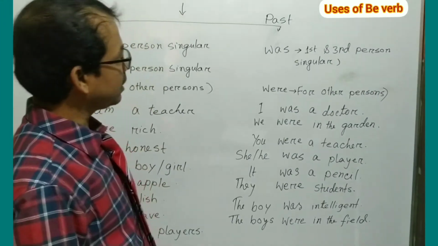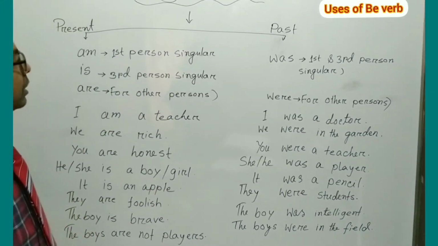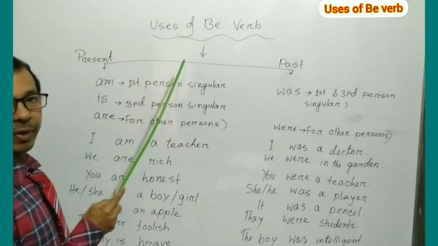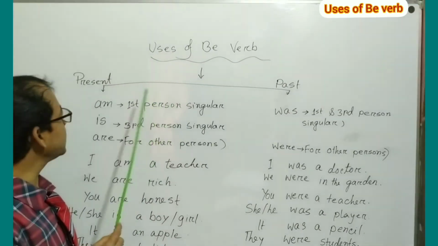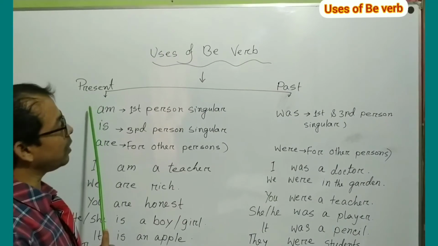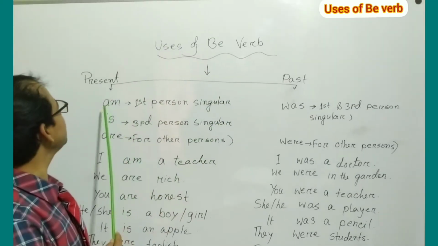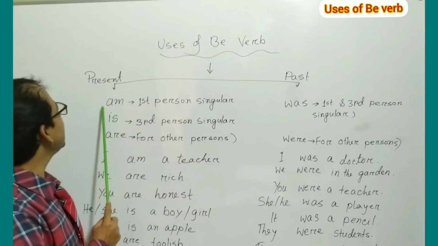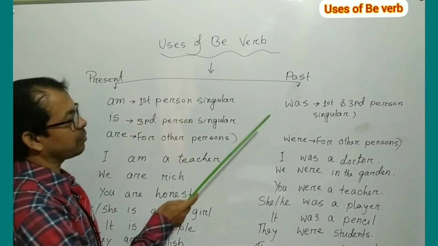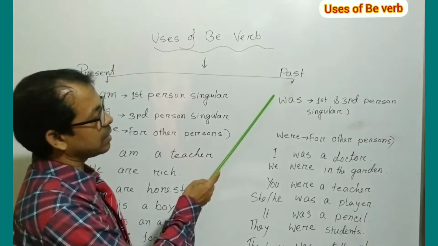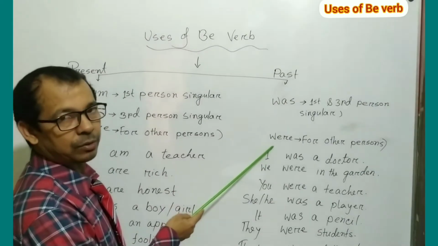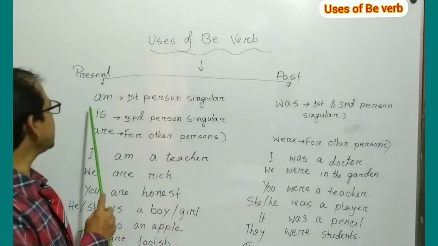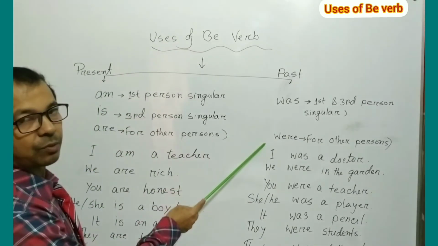So my dear student, again I am telling, be verbs are used in two forms, in present form and in past form. In present form, three verbs will be used, am, is, are. And for the past tense, was and were will be used. Okay. So for the present tense, am, is, are. For the past tense, was, were.